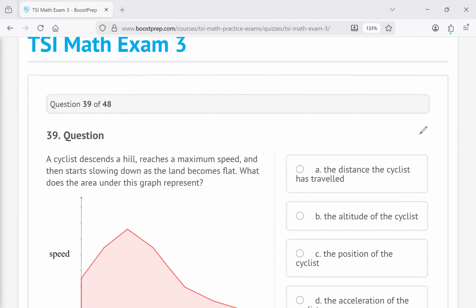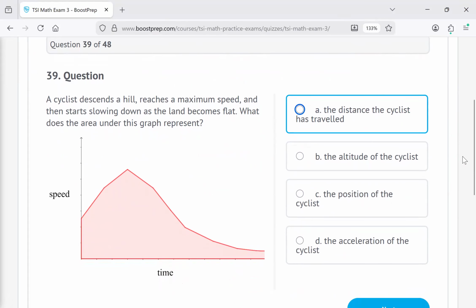Question 39 says a cyclist descends a hill, reaches a maximum speed, and then starts slowing down as the land becomes flat. What does the area under this graph represent? So for the area under this graph, we have time on the x axis and speed on the y axis. What is the relationship between time and speed? I think it's either the acceleration, because when you have acceleration, you need some kind of speed and time.